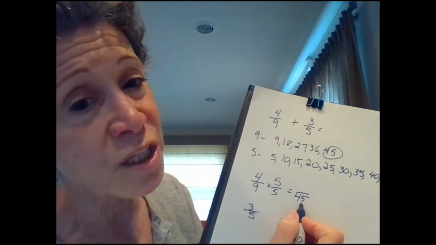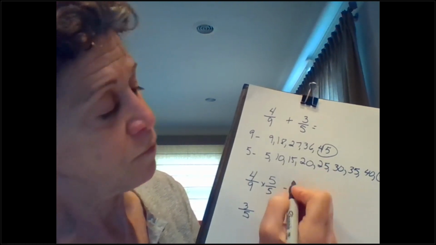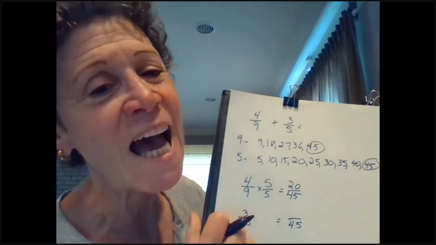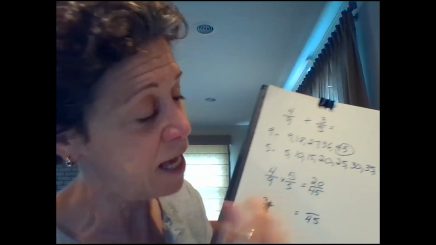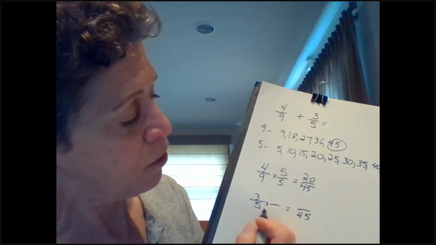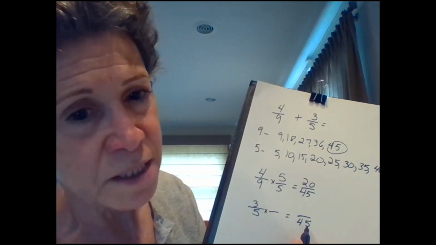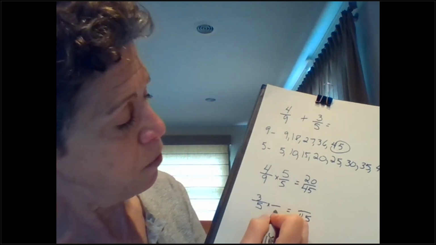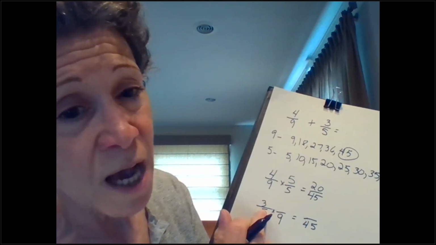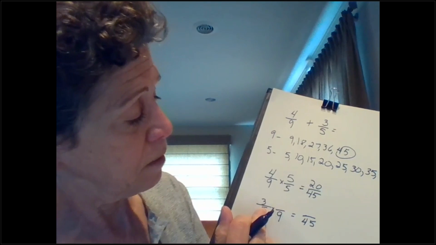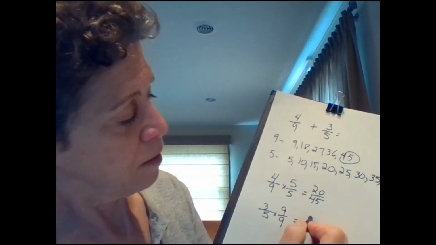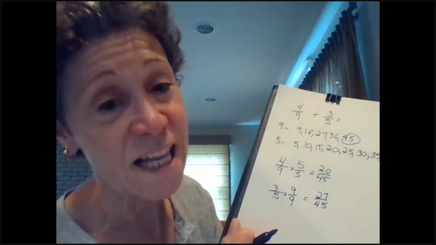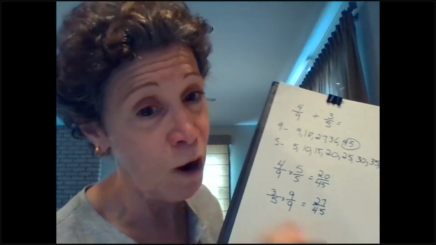So my new fraction is what? 20/45, not 4/45. Exactly. And the same thing in here. What do I multiply 5 times to get to 45? 9. Okay. And what do I have to do on the top? Multiply it by 9, and you'll get 27/45. Exactly. Okay. Now we're almost there.